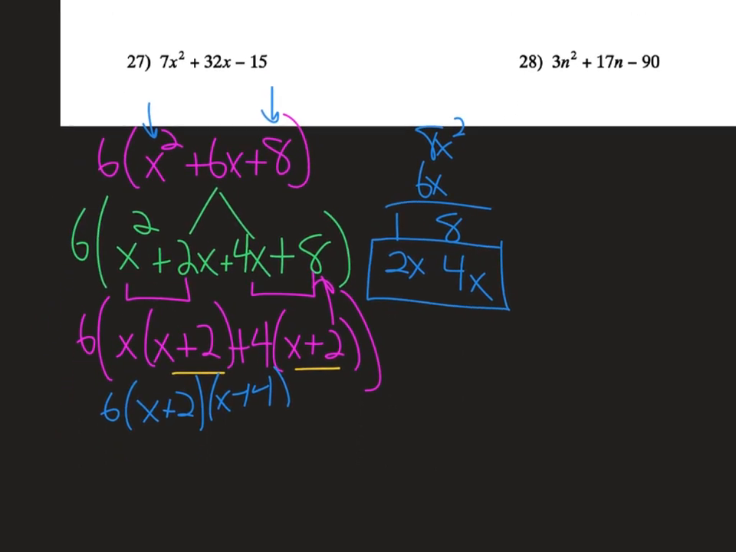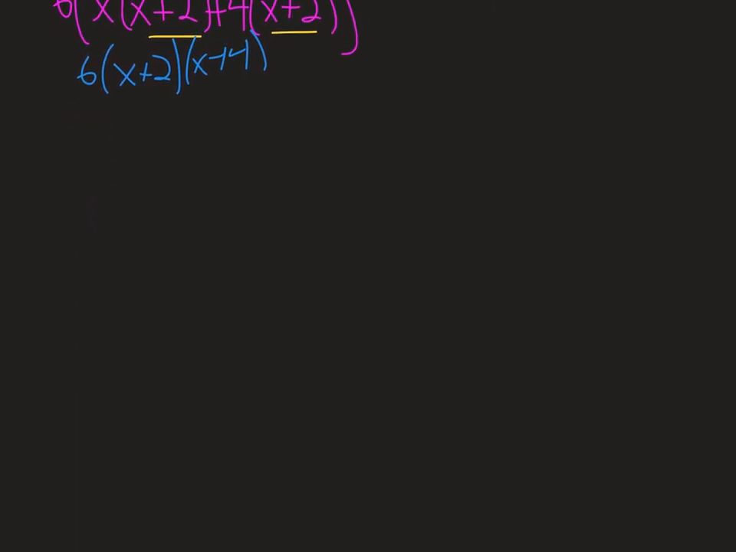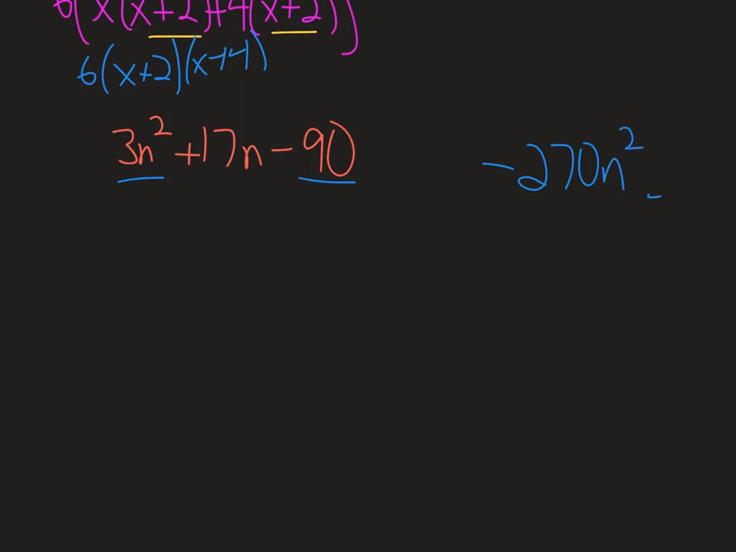So we'll do one more, 3n squared plus 17n minus 90. Once again, we're going to multiply the first and the last. That's negative 270n squared. And then we're also going to write down 17n. Now I'm just going to write down numbers that multiply to 270. I don't know them all.